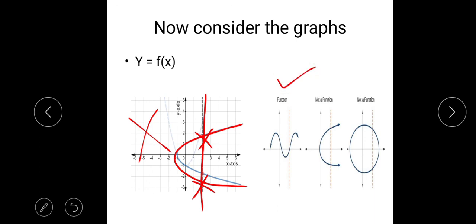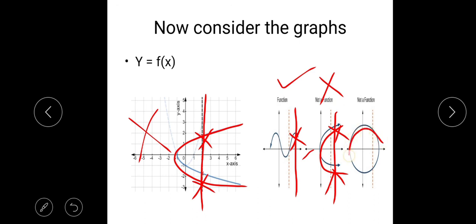What about in this example? You are given a graph like this. Draw a vertical line. It intersects at only one point. Therefore, this is a function. In the second picture, this is a parabolic shape. This is not a function. Why? Since the vertical line intersects this parabola at 2 points. Now here also, you are given a picture like this. This is not a function. Why? The vertical line intersects this curve at 2 points. Therefore, this is not a function.